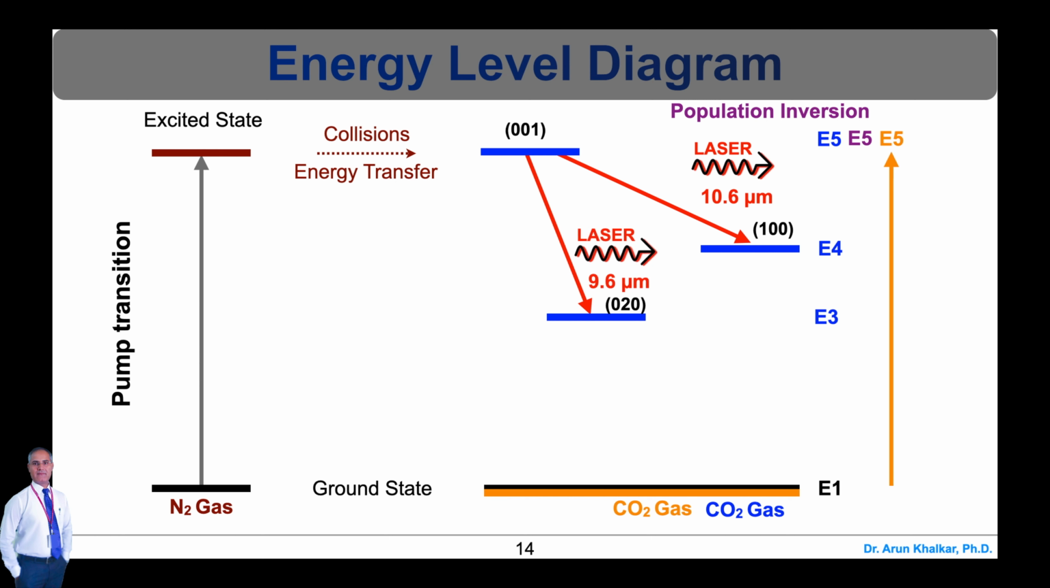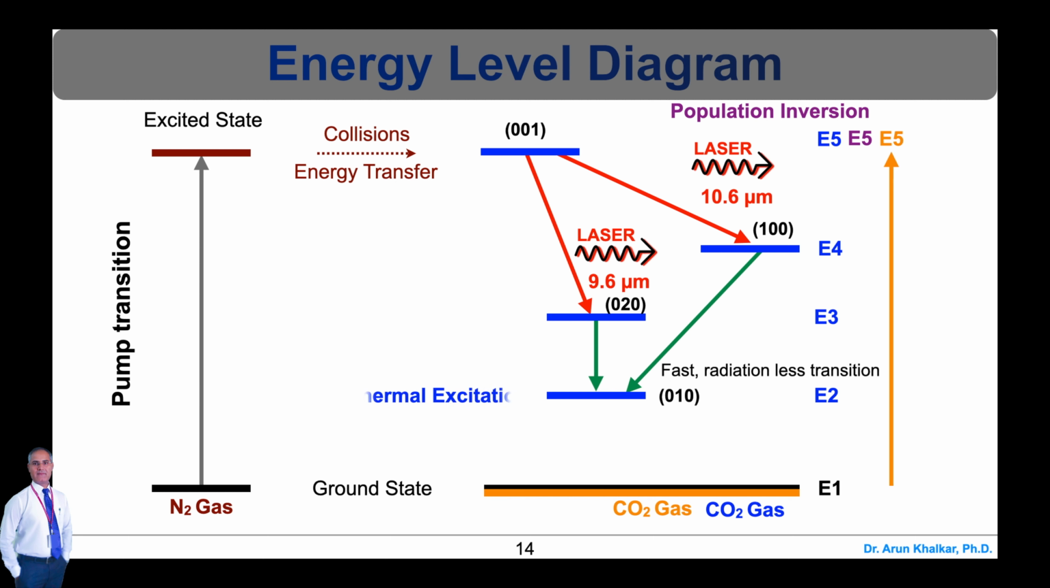E3 and E4 levels are also metastable states and the CO2 molecules at these levels fall to the lower level E2 through inelastic collisions with the normal or unexcited CO2 molecules. This process leads to accumulation of population at the E2 level as the gaseous mixture heats up. The E2 level, which is close to the ground state, tends to be populated through thermal excitations.